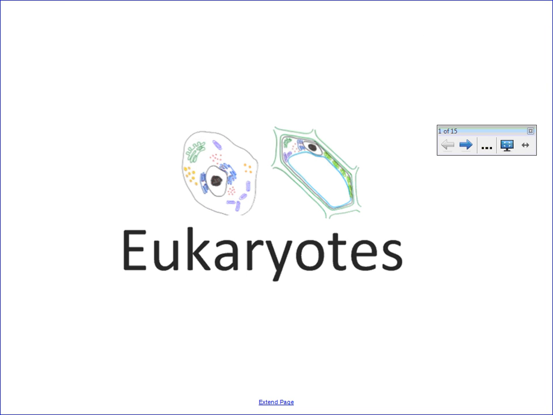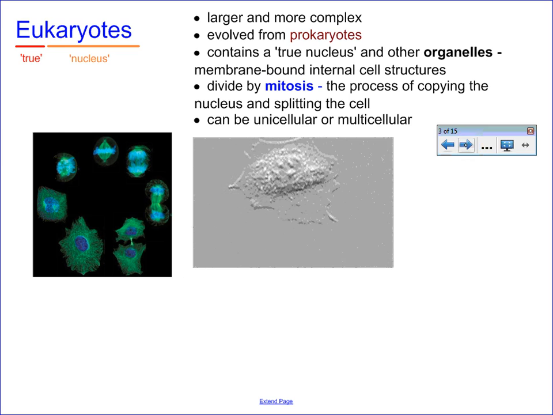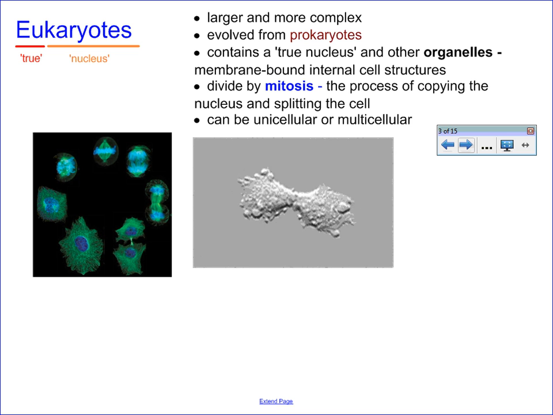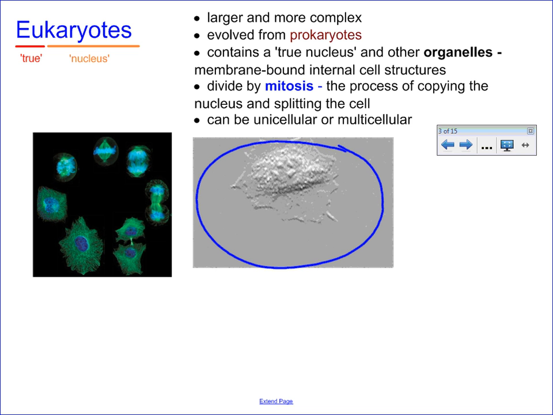This is going to take us through a brief review of Unit 2.3 Eukaryotes. So eukaryotes are about 10 to 100 micrometers in size, much larger than prokaryotes. They are more complex, they evolved later, and they contain a true nucleus as well as other organelles, which are membrane-bound internal cell structures. They divide by mitosis, as can be seen in this little GIF right here, which involves splitting the nucleus and the cell.